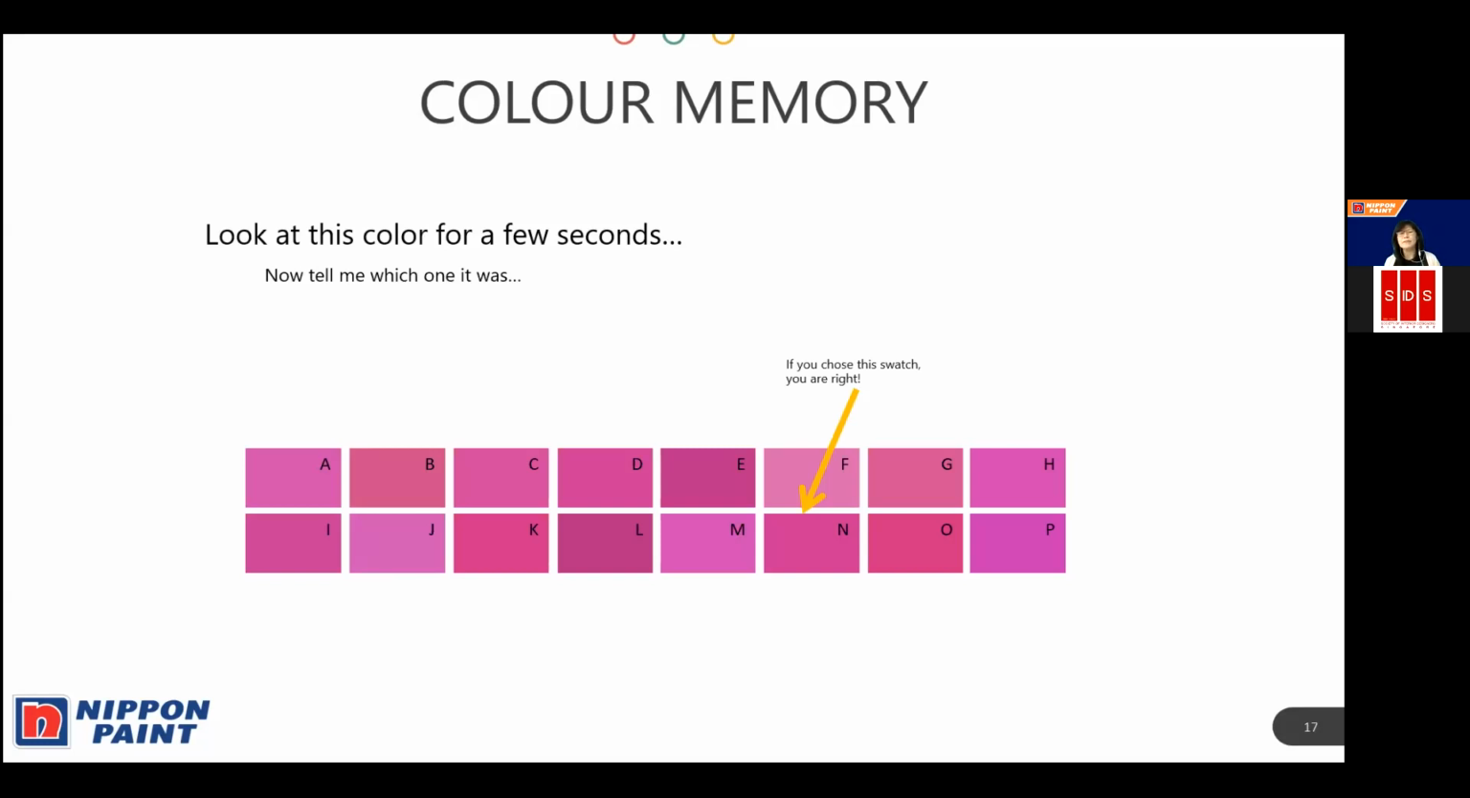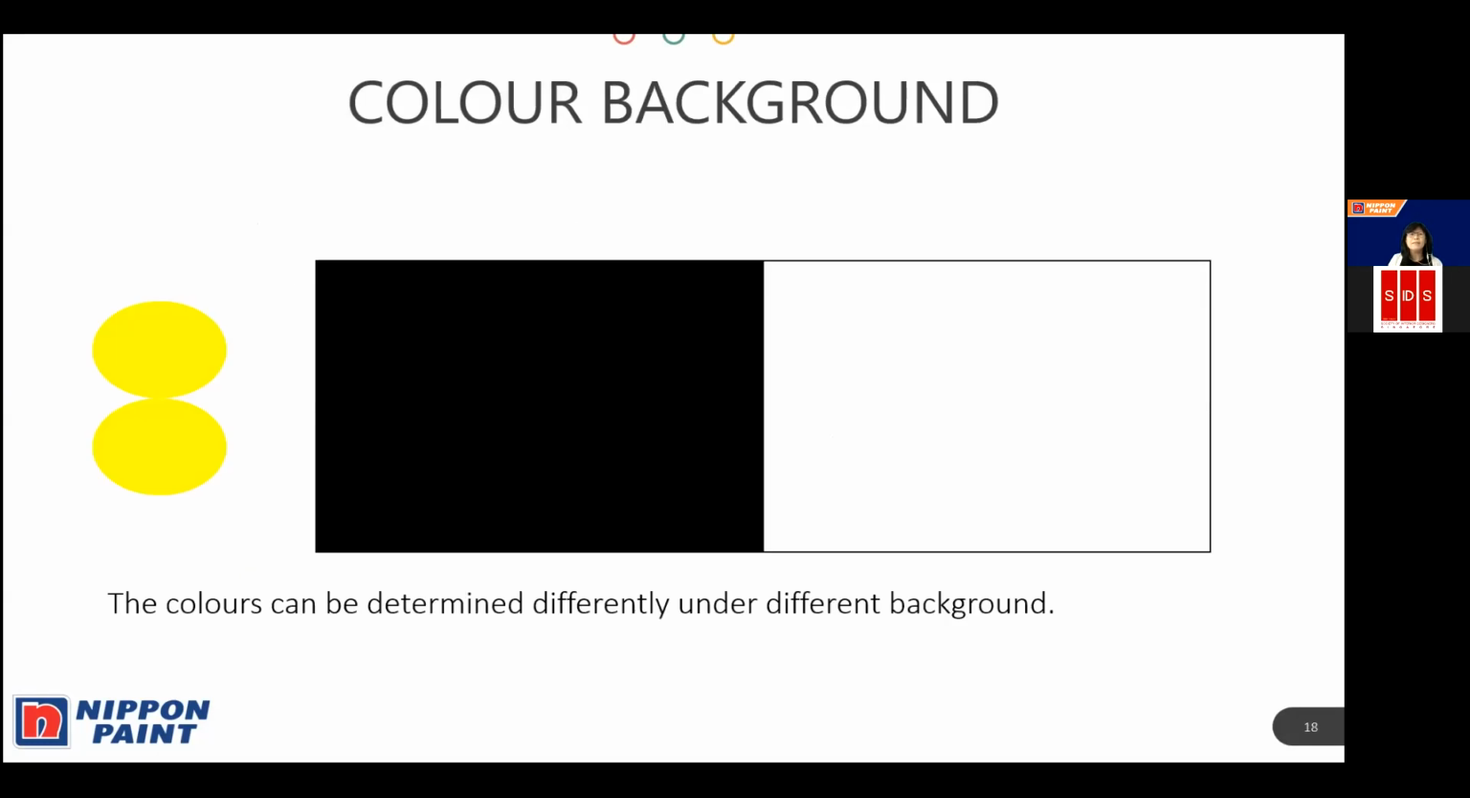But like you say, color memory is such that it plays tricks on us after a while, so we may not be able to remember it really accurately. So you can see it is N. The other thing will be the color background. Sometimes the background or the surrounding can affect our color perception as well.